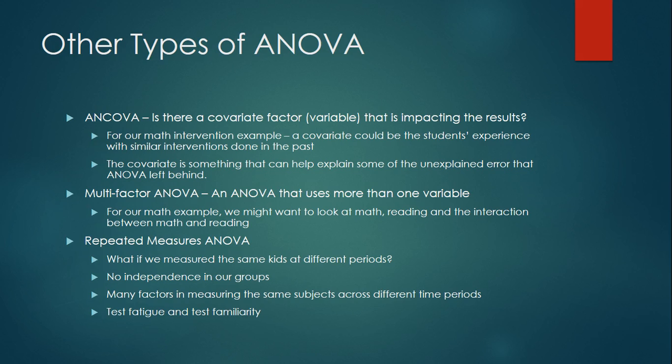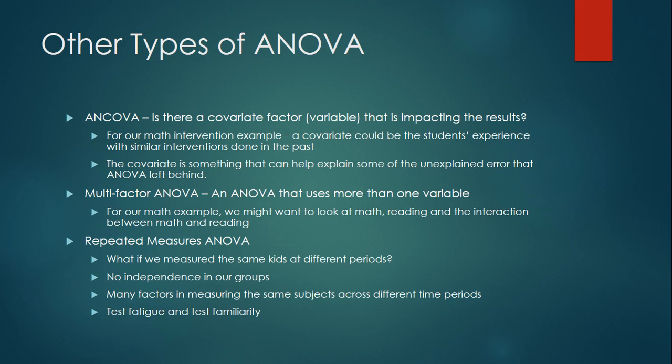Multi-factor ANOVA is where you have more than one independent variable. In our math example, we had one independent variable, and that was the intervention. But what if we wanted to look at other scores? For example, let's look at math, let's look at reading, and let's also look at the interaction between math and reading. So you could have two factors, or you can have an unlimited number of factors. Of course, the complexity gets a lot higher the more factors that you have. But we could be looking at two things at the same time and seeing what the impact of variable A is, the impact of variable B, and a two-factor ANOVA is also going to give us the impact of variables A and B together.